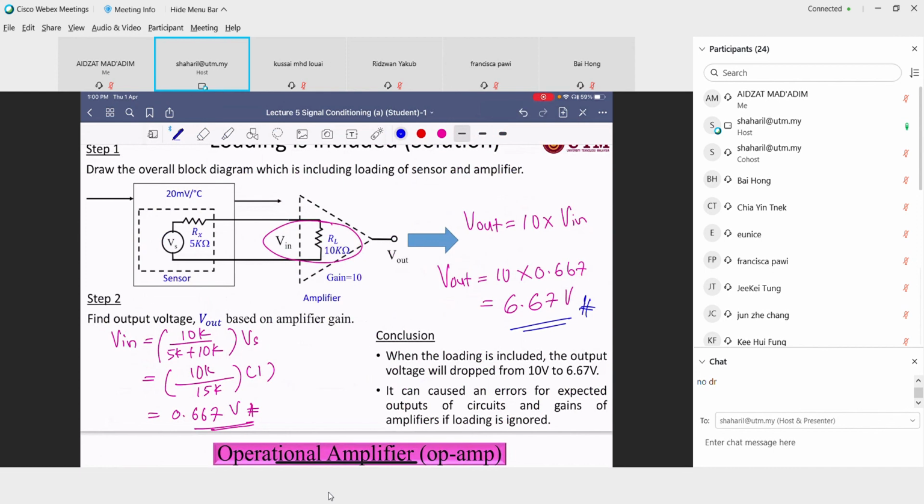Last but not least, do you have any questions? When you have the loading, that means your output voltage will be dropped. That's it. Any question regarding our lectures today? No questions.